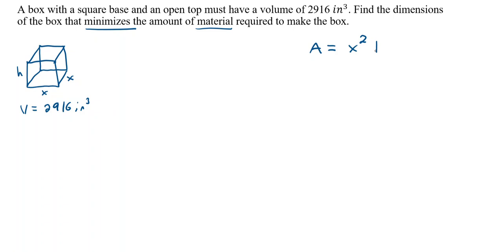And then it's going to be plus. You can see that the area of this front face would just be h times x, and there are 4 of those. Those would all be the same, all the way around. So I can say plus 4hx.